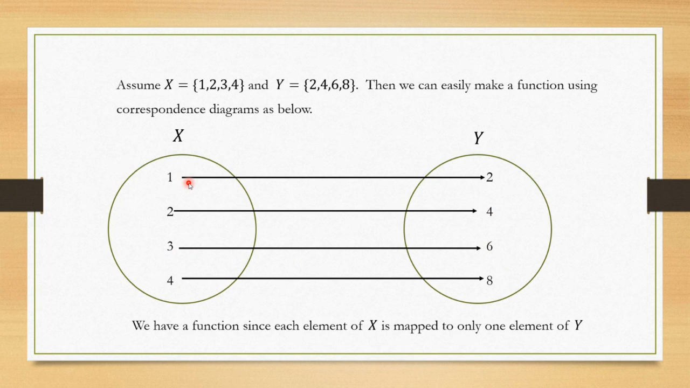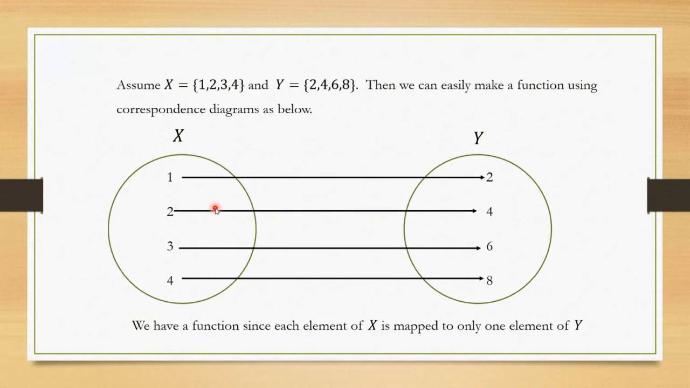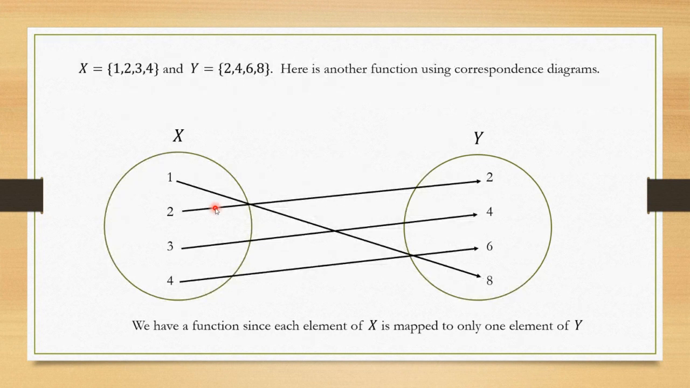in the first set. You only have one arrow leaving 1, one arrow leaving 2, and same with 3 and 4. Here's another example. Actually, I hope everyone saw, I didn't mean to leave the slide too quickly. We have another example here.